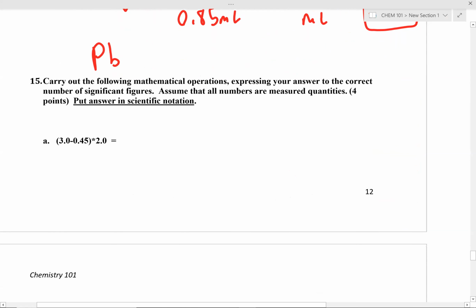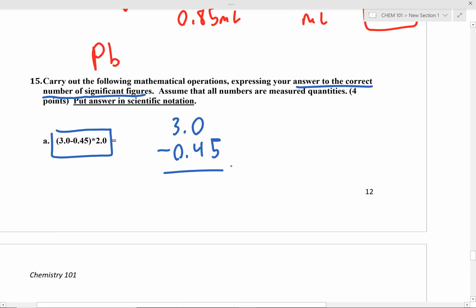We have to carry out the following mathematical operations. In this case, we care a lot about sig figs. In this first case, we have a subtraction operation followed by multiplication. So we have 3.0 minus 0.45. In subtraction, what do we care about? Decimal places. This first number has 1. The second number has 2. So how many decimal places should we retain? 1. So we get 2.55.